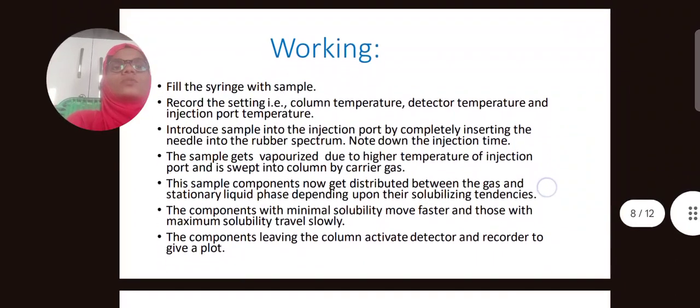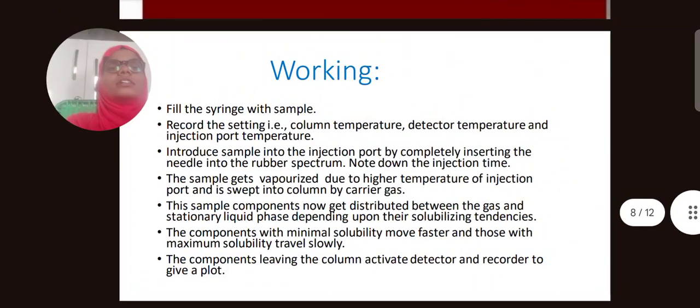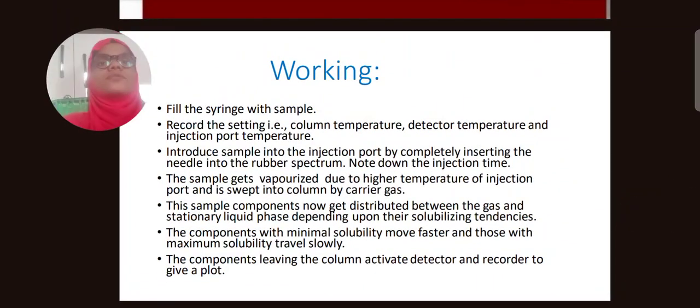So next one is working. How does gas chromatography work? First of all, we have to fill the syringe with sample. Record the settings, that is column temperature, detector temperature and injection port temperature. Introduce the sample into the injection port by completely inserting the needle into the rubber septum. Note down the injection time.